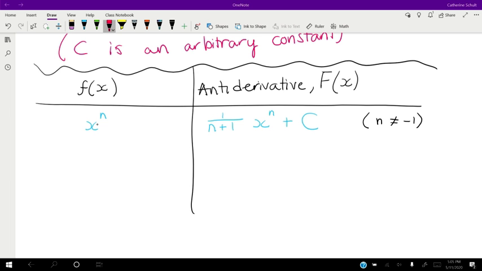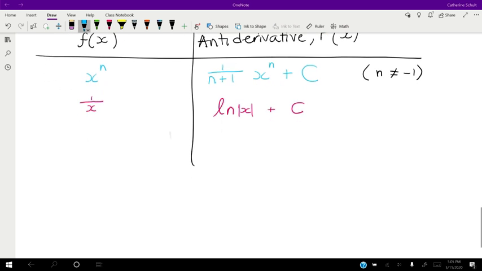All right, if n was -1, x to the -1, that's like 1 over x. Okay, and what function has a derivative 1 over x? The natural logarithm. Okay, something like that. And remember, logarithms have to be positive. So we'll just think of this as the natural log of the absolute value of x plus c. Okay, so let's keep going.